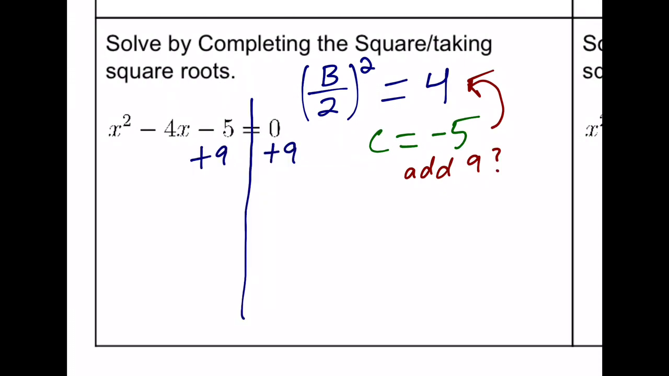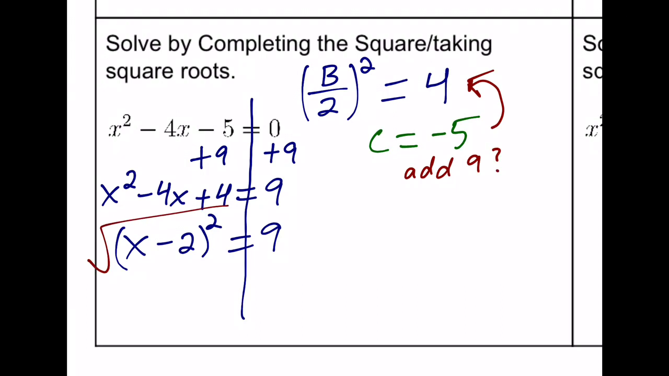Remember that when we add 9 to both sides, it's both sides of the equal sign. I have some students trying to add 9 twice over here. On the left, negative 5 plus 9 is 4. And on the right, 0 plus 9 is 9. This is now a perfect square trinomial, so it can be simplified to x minus 2 squared.